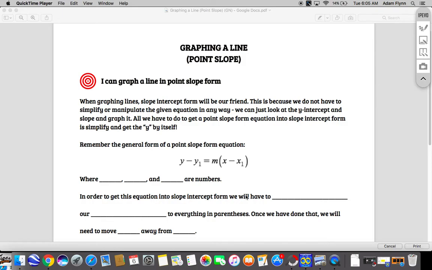This is the guided note video for graphing a line in point-slope form. The learning target is I can graph a line in point-slope form.